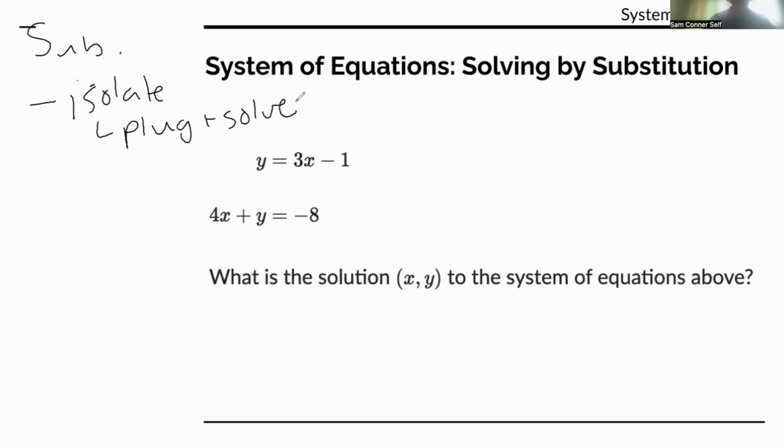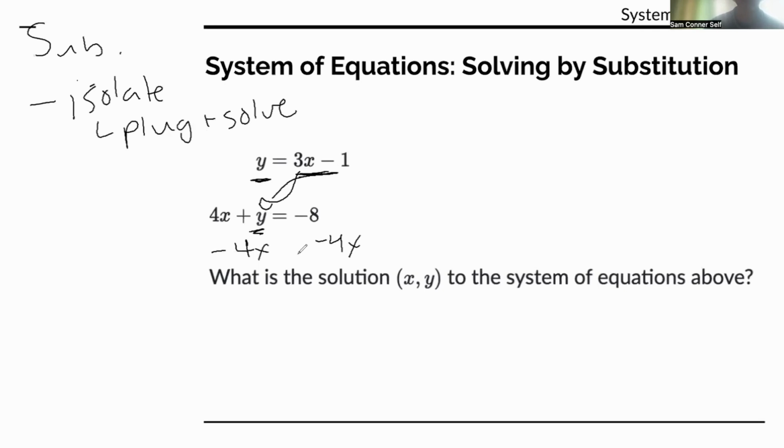So for this question specifically, they set it up really nicely. They already have the y isolated on this side. And the fastest way to do this is going to be to plug this side of the equation in for y in the other equation. A different way you can do it if they don't set it up that way, or if you just prefer, is to also isolate y in this equation by subtracting 4x from both sides and then solving.